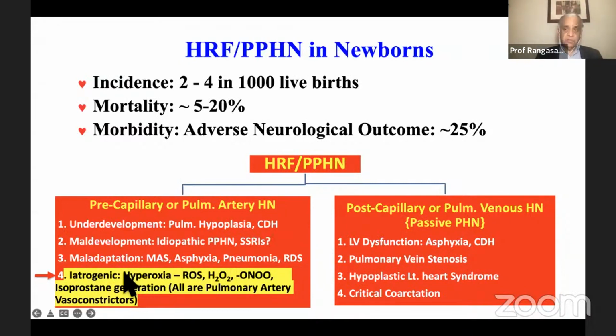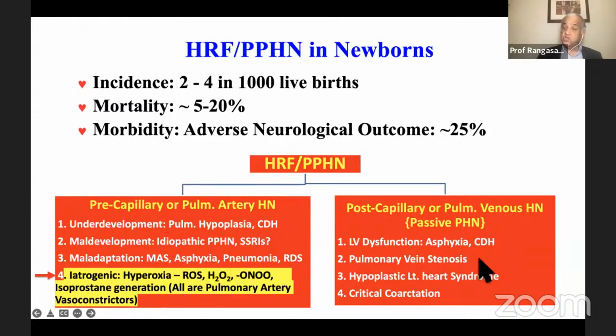The fourth thing, which is very important, Dr. Satyan covered a lot about avoiding hyperoxia. If you cause hyperoxia iatrogenically, which is most of the time when we give supplemental oxygen, it does produce reactive oxygen species, hydrogen peroxide, peroxynitrite, and isoprostane generation from the arachidonic acid. All are very potent pulmonary artery vasoconstrictors. So if you give too much oxygen, you're going to cause pre-capillary pulmonary hypertension. You can use pulmonary vasodilators to treat this condition.